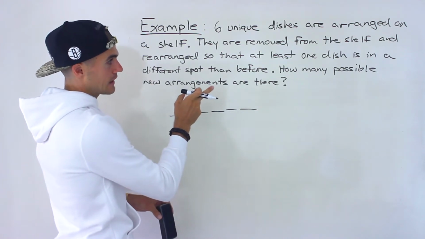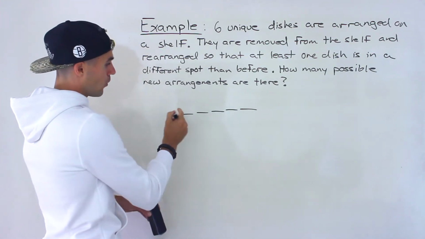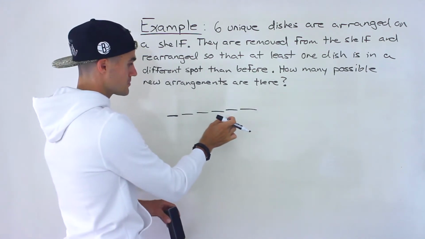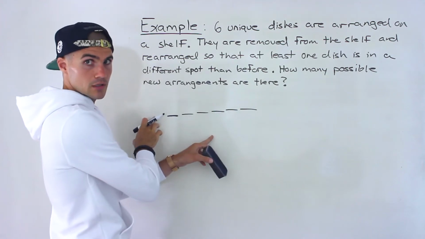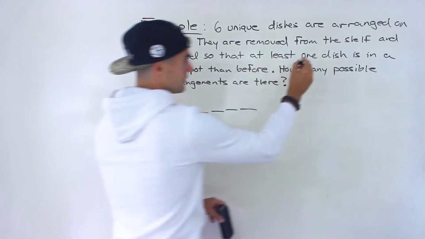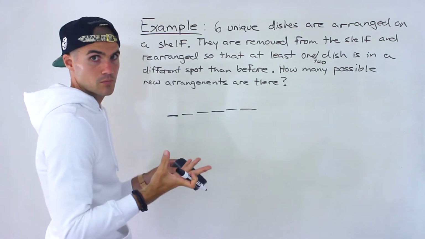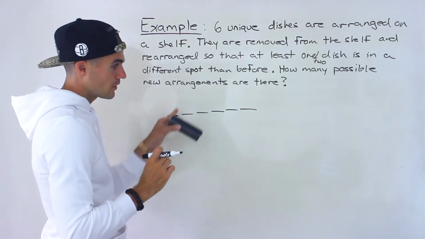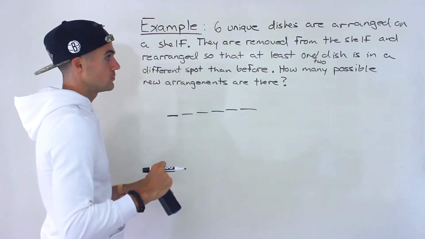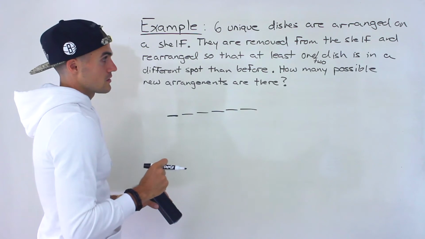Now, this could have also said at least 2 dishes are in a different spot than before, because if one dish, let's say we take this dish and it ends up being in a different spot, well, that means that another dish is going to be in a different spot as well. Some other dish is going to take this place, right? The question would be exactly the same, because if we rearrange one dish, it means we have to rearrange at least another, so that means 2 would be rearranged. So given that, we're asked how many possible new arrangements are there.